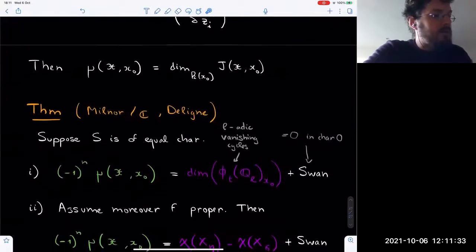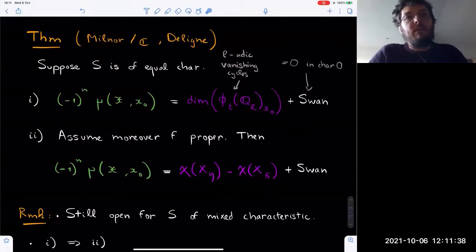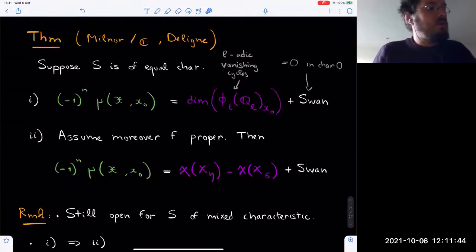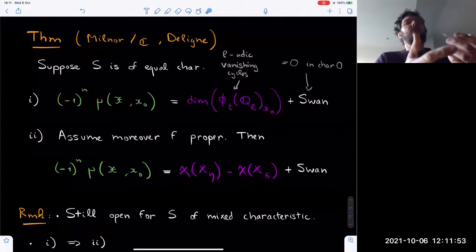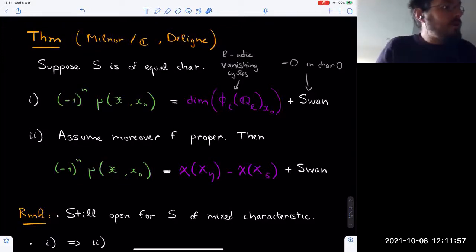Okay, so now the result in this situation, which is a classical result of Milnor over C and of Deligne more generally. For this, you have to suppose that S is of equal characteristic. Then this relates this coherent quantity, the Milnor number, with a topological one. So there are two versions of this. There is a local version and a global version.